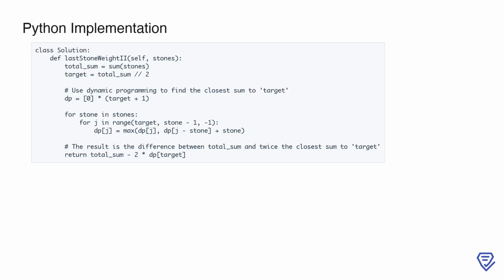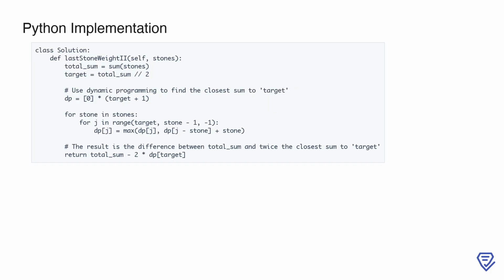This solution uses a dynamic programming approach to solve the problem of minimizing the weight difference between two subsets of stones. The algorithm starts by calculating the total weight of all stones, total_sum, and defining a target weight as half of this total.